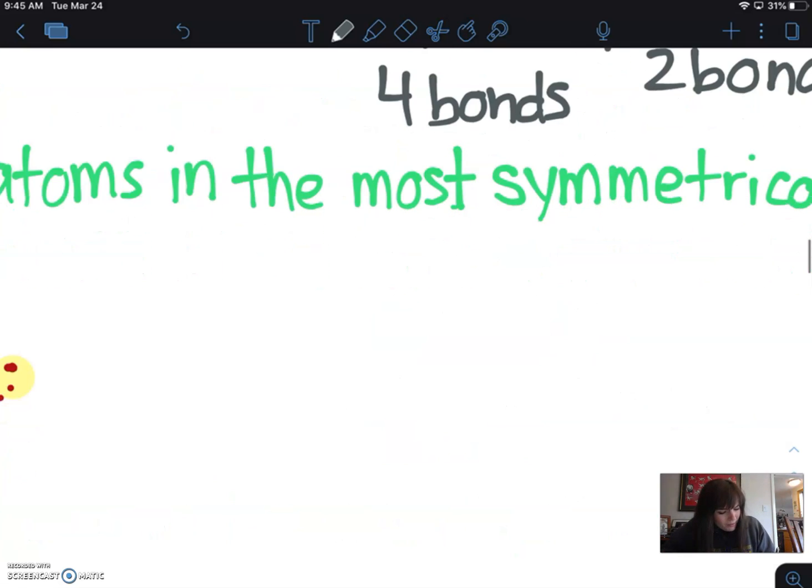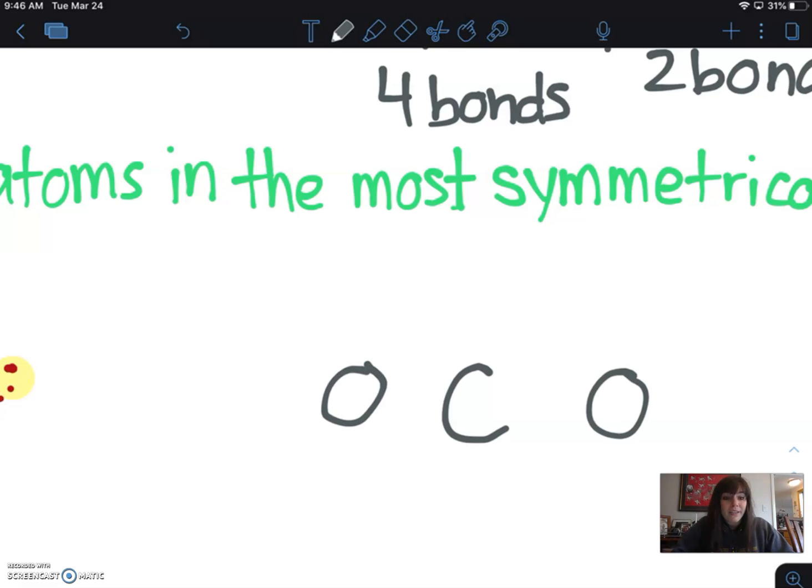So I'm going to put carbon down, and I'm going to put oxygens around it in the most symmetrical way. So it can be top to bottom or left to right. I like left to right. Now it's bonding those outer atoms to the central atom with a single bond. Boom. I've got 4 of my electrons down.